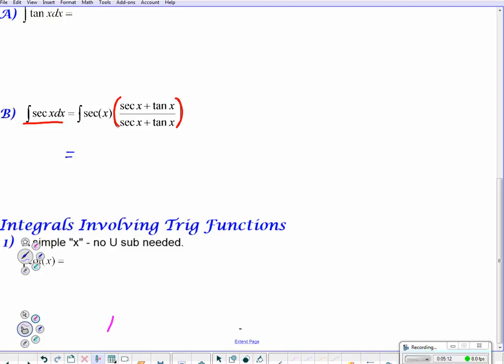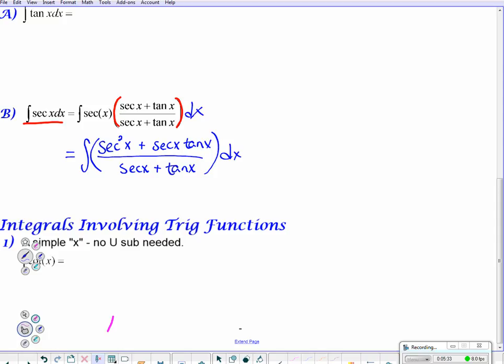Let's update our integral. We'll have secant squared x plus secant x tangent x over secant of x plus tangent x, and then multiplied by dx. This should have a dx.